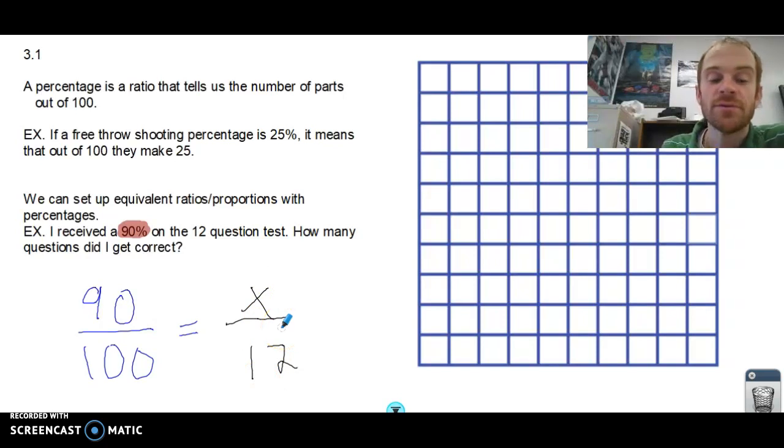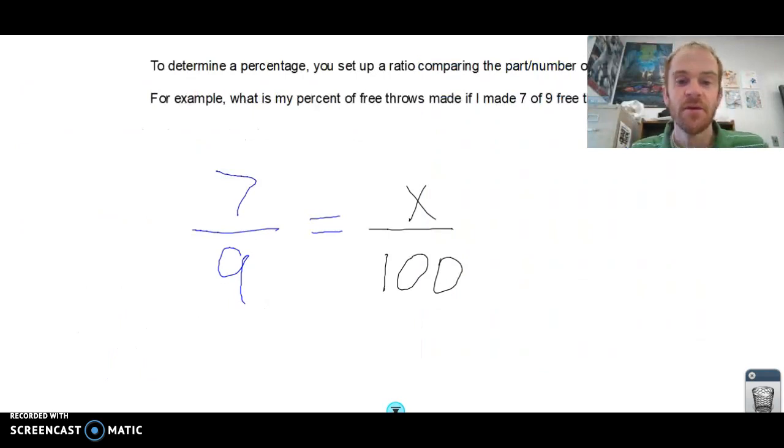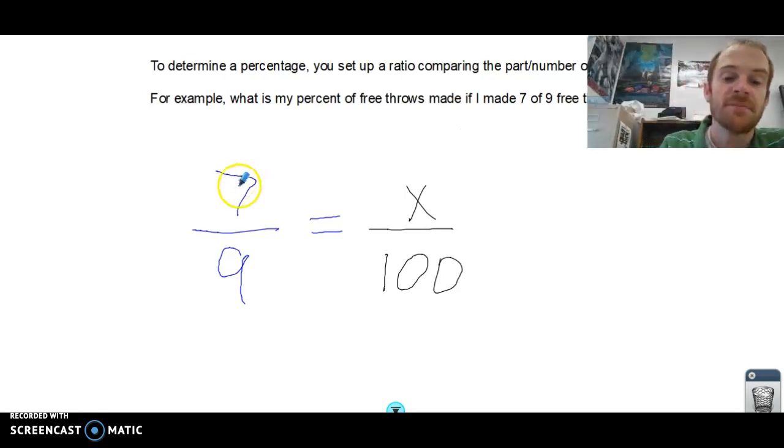Okay. So how we would do this in examples is that we would look at problems like this next one, where I want to know, okay, what is my percent of free throws made if I made 7 out of 9 free throws? So this is a little bit different. I made 7. I shot a total of 9. I want to know, well, if I continued to shoot and make at the same rate, and I shot 100 free throws, how many would I make?